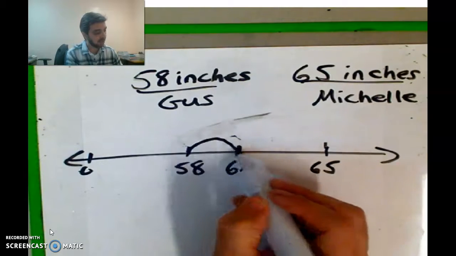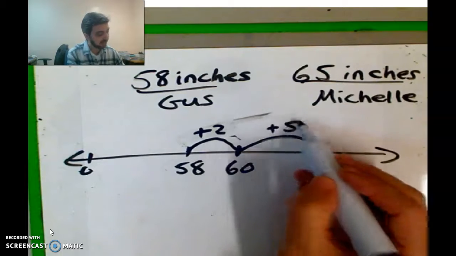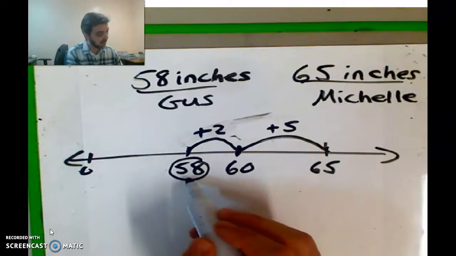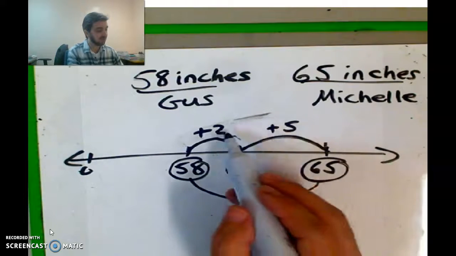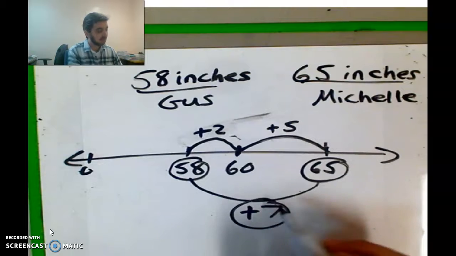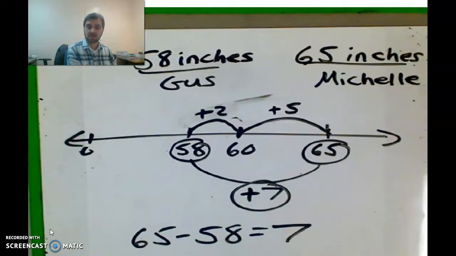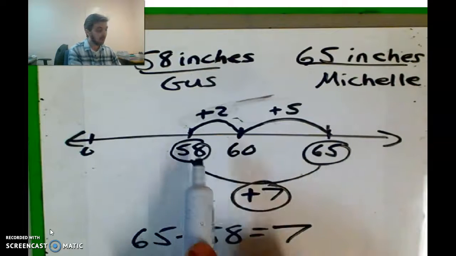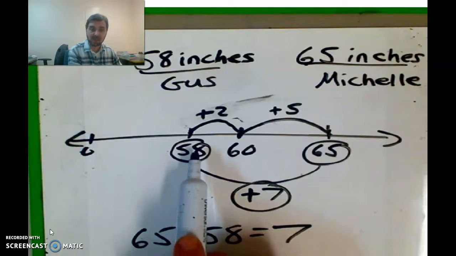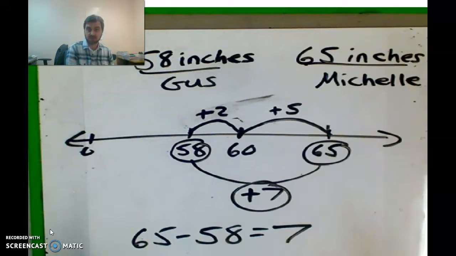So I'm going to do one hop of 2 to get to 60, and I still have to hop up 5 to get to 65. So I went from 58 all the way to 65, and I can see that it took me a hop of 2 and a hop of 5, so that 2 plus 5 makes 7. So what I'm saying is 65 minus 58 equals 7. Okay, because we're thinking of it as the distance between these two numbers. So I can start at 58 and go up to 65. That's using addition to solve a subtraction problem, right?